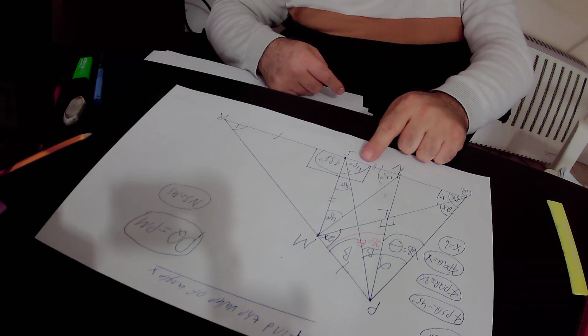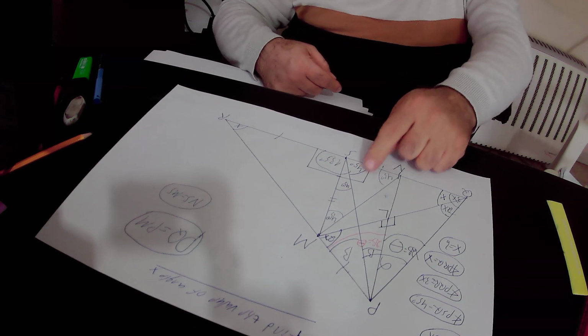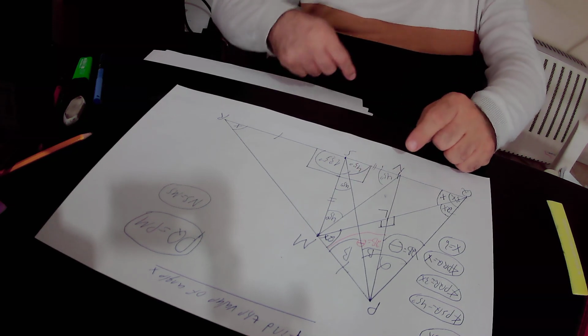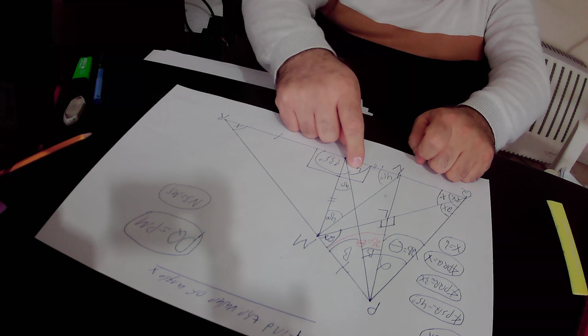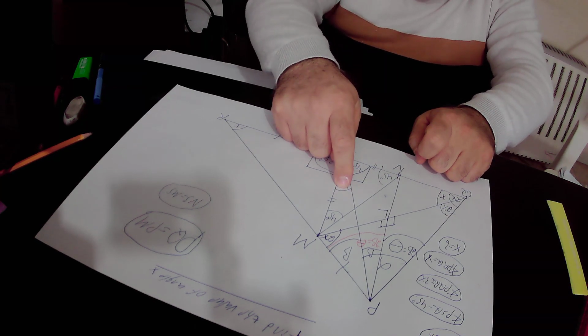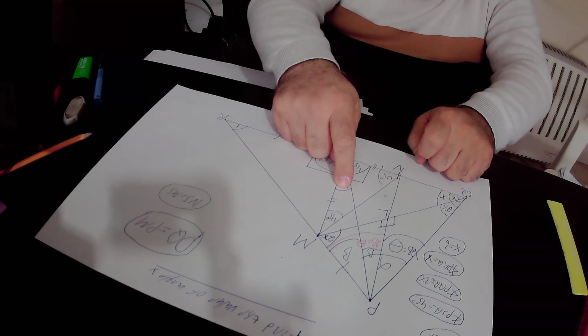And here also we have an angle that is a right angle, it equals 90 degrees, and this angle equals 45 degrees. So 90 degrees minus this angle that is 45 degrees must be equal to this angle. So this angle equals 90 degrees minus 45 degrees, which is 45 degrees.